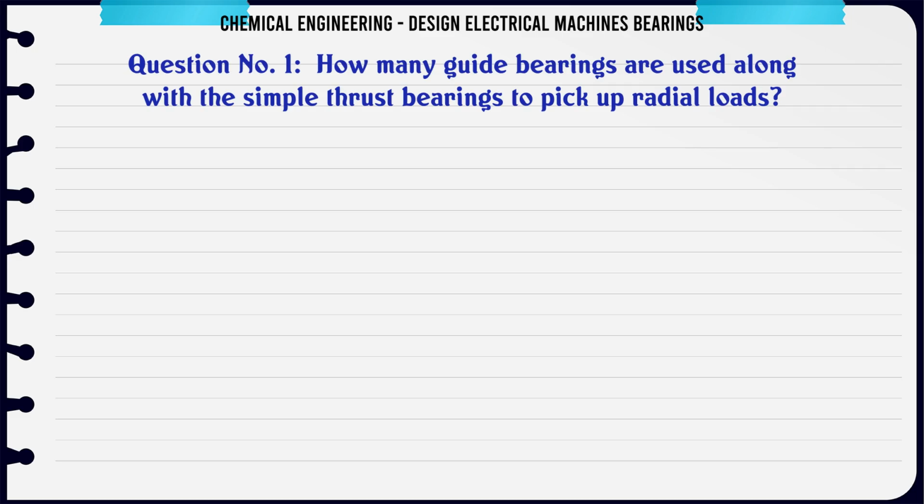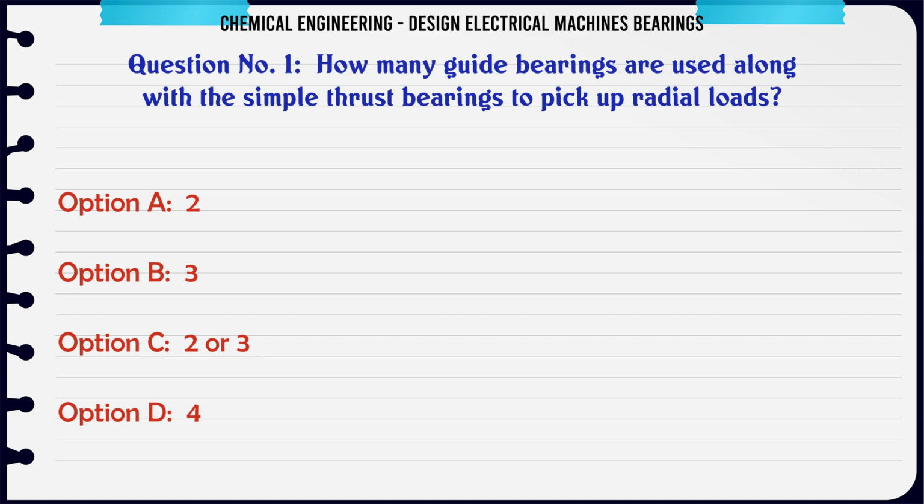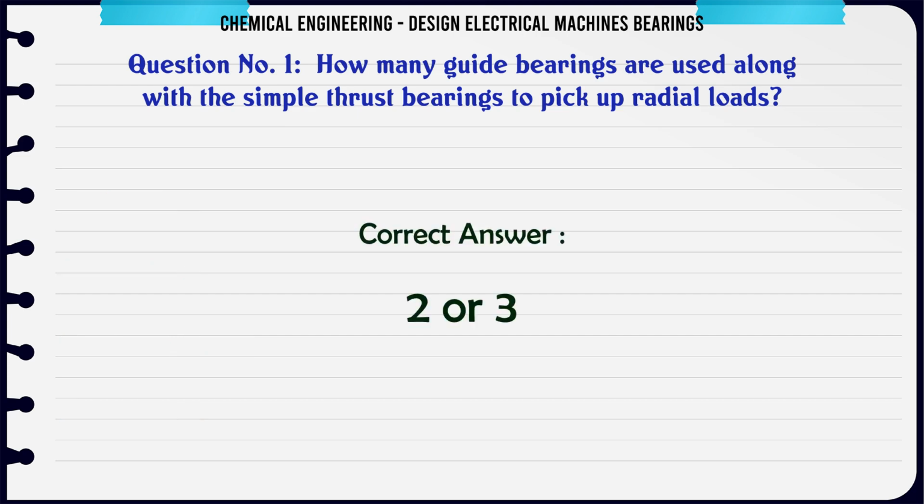How many guide bearings are used along with the simple thrust bearings to pick up radial loads? A 2, B 3, C 2 or 3, D 4. The correct answer is 2 or 3.